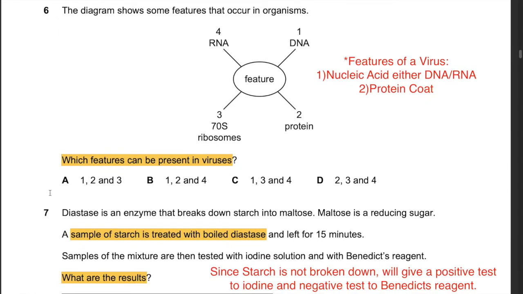Question 6. The diagram shows some features that occur in organisms. Which features can be present in viruses? So the features of a virus are a nucleic acid, which is either DNA or RNA, and the second feature is a protein coat. Therefore, it should have 4, 1 and 2. Therefore, answer B.